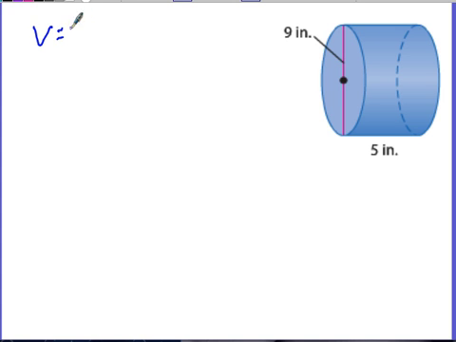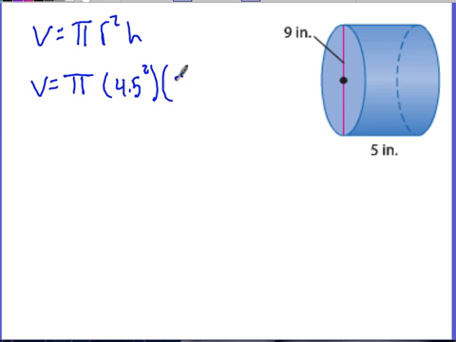So volume equals pi times the radius squared times the height. Volume is pi. What's the radius? 9? Think again. 4.5 is the radius. Well, it's the whole line that is 9. So pi times 4.5 squared times 5, which is the height.